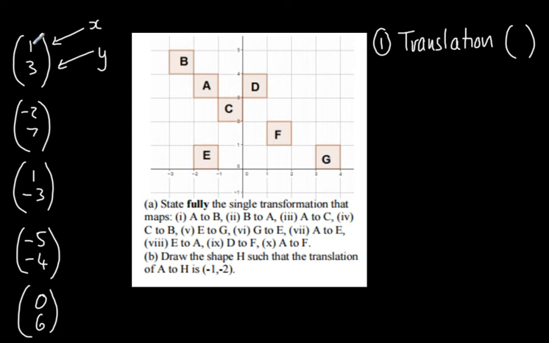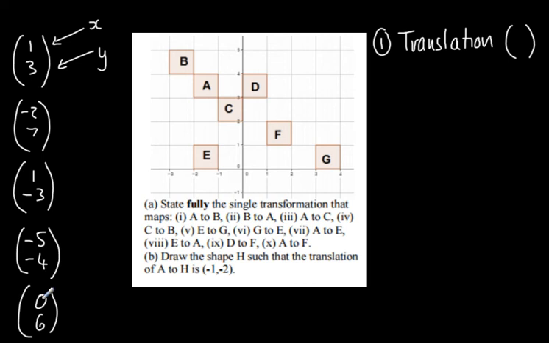So on this first one, we're going to move right by 1 and up by 3. On the second one, we move left by 2 and up by 7. On the third one, we move right by 1 and down by 3. On this one, we move left by 5 and down by 4. On this one, we don't move left or right, and we simply go up by 6.